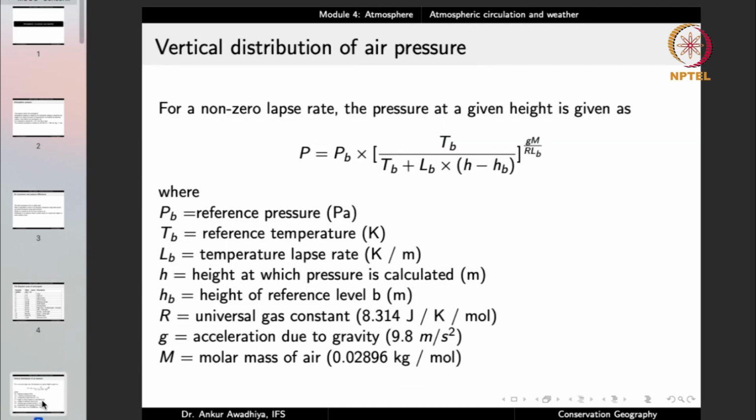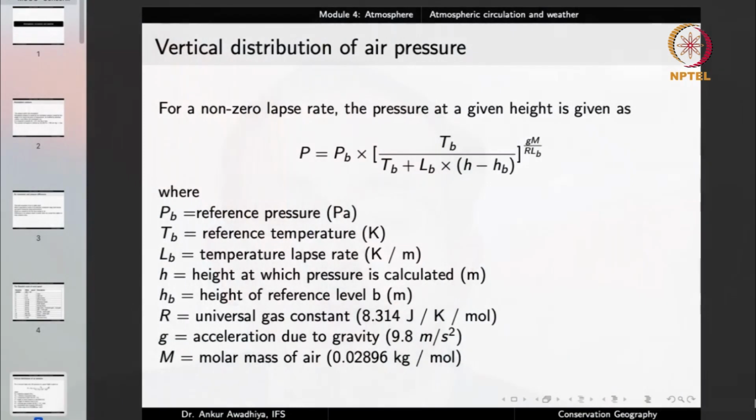Now, the pressure that is there on different locations is given by this formula, which takes into account the non-zero lapse rate. Lapse rate is the rate at which temperature decreases as we move up. When we were talking about a fluid such as water or mercury, temperature will not play a very large role because these fluids do not expand very much. But air, being a gas or a mixture of gases, expands a lot when it is heated.